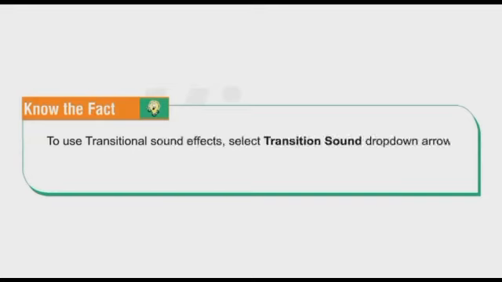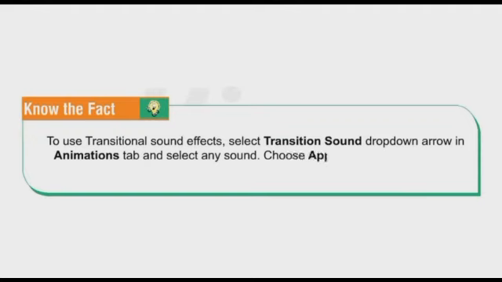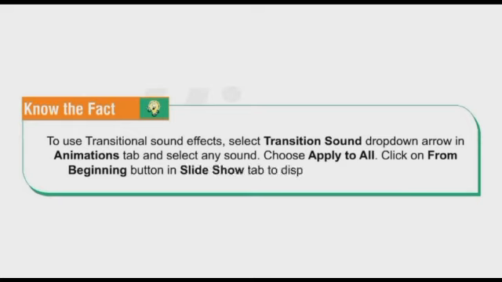Know the fact: to use a transition sound effect, select the transition sound drop-down arrow in the Animation tab and select any sound choice. Apply to All. Click on the From Beginning button in the Slideshow tab to display slides along with the sound.